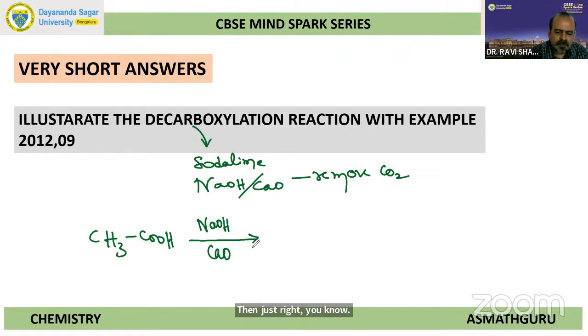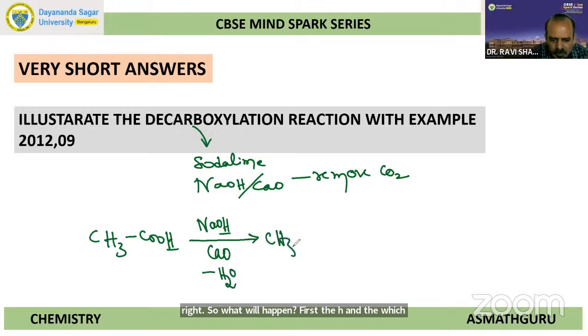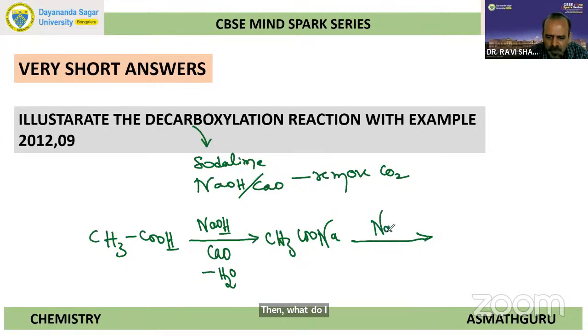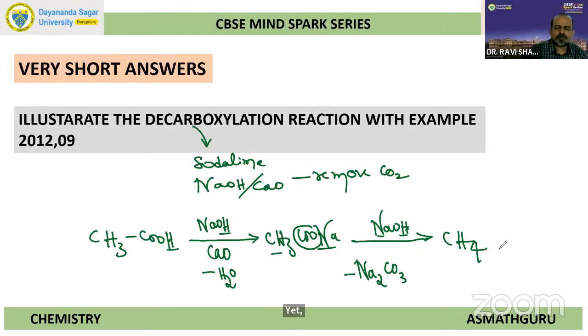So what will happen? First, the H and the OH combine to form water. First, you get the sodium salt. Then what will happen? Again, one more NaOH will react. This time, Na plus Na become Na2CO3. This CO is also written. So what is remaining? H and CH3 are there. H and CH3 is nothing but CH4. Like this, you have to write.